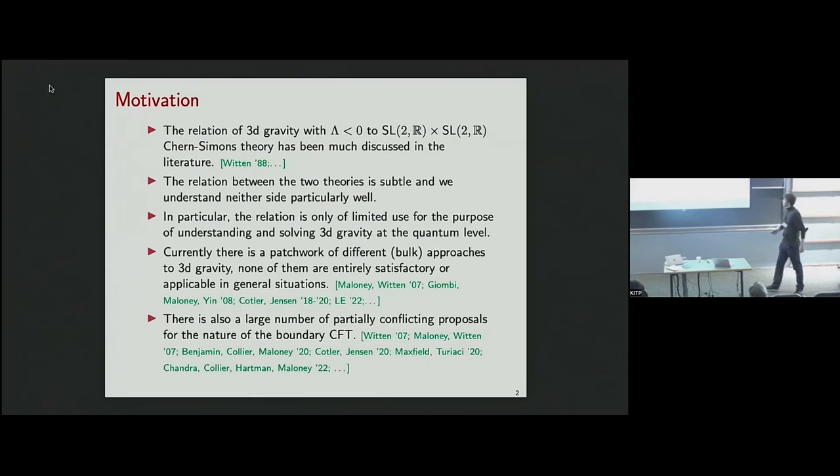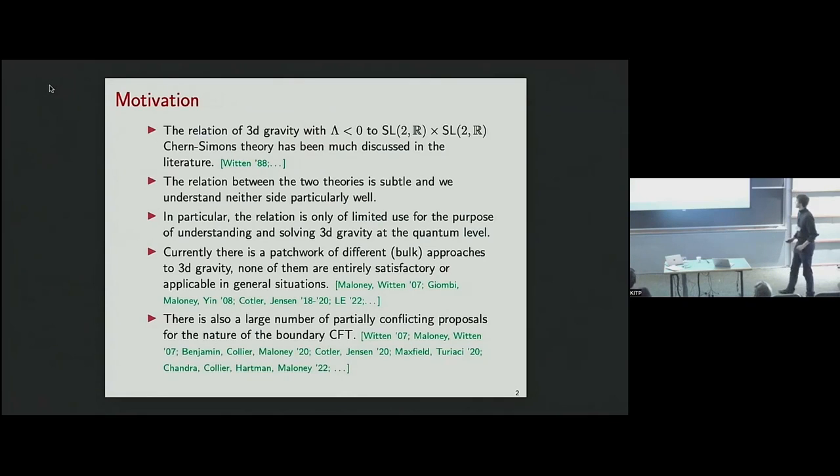As we probably all know, there's a relation between 3D gravity and SL(2,R) times SL(2,R) Chern-Simons theory, and it has been discussed in an enormous amount of literature. It started essentially with the work of Witten, and then there were many follow-up papers. Apologies if not all are cited here. However, the relation between those two theories is subtle and not particularly well understood.